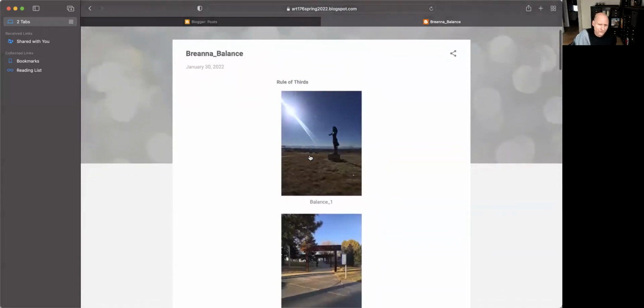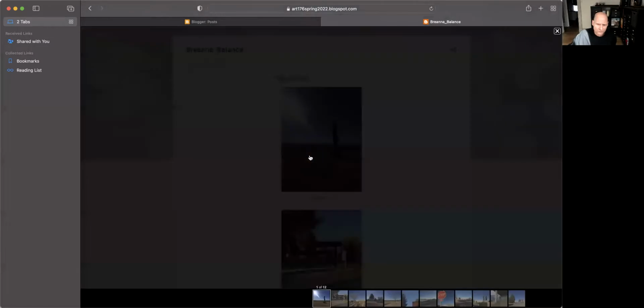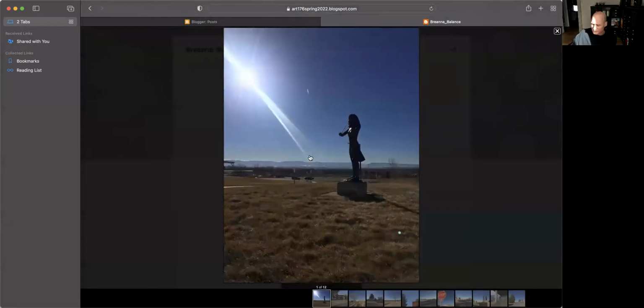I appreciate your choice in doing all verticals, because it helps the series feel like it's a cohesive statement. It's kind of like using the same typeface throughout a book. If you use a bunch of different typefaces, it kind of feels like you're all over the place. So when you chose vertical, which is a very dynamic way to photograph, you kept that.